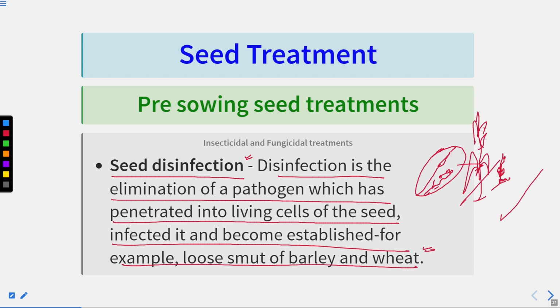Why? Because the pathogen present in the seedling will take away all the nutrients and release hormones and chemicals that are not good for the growth of the plant. So disinfection is the elimination of the pathogen which has penetrated into the living cells of the seed. The pathogen is present inside the seed, invading the living tissue, infecting it, and becoming established, for example loose smut of barley and wheat. So barley and wheat have a disease called loose smut.